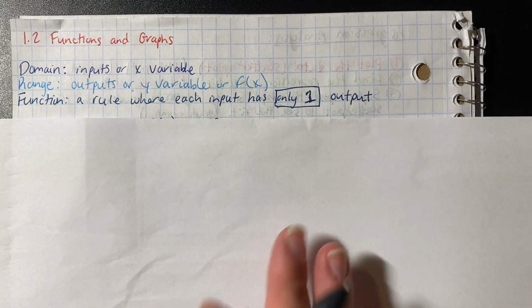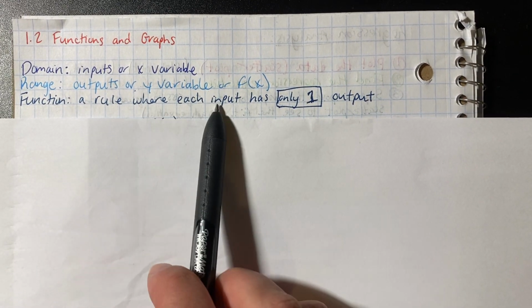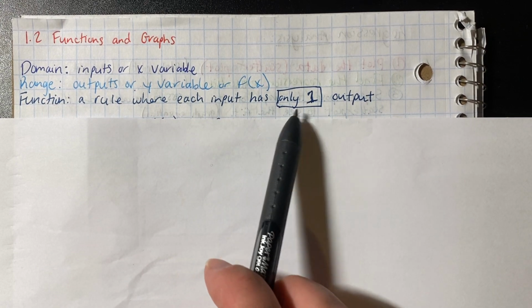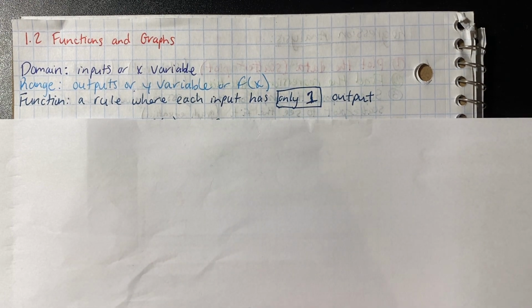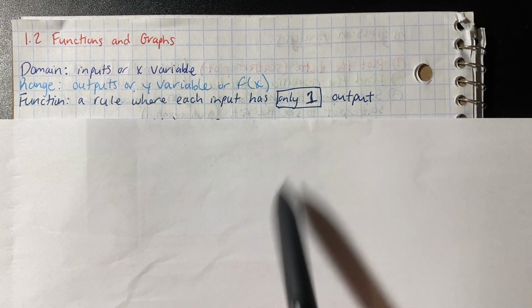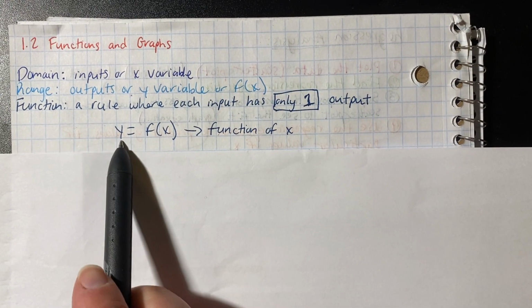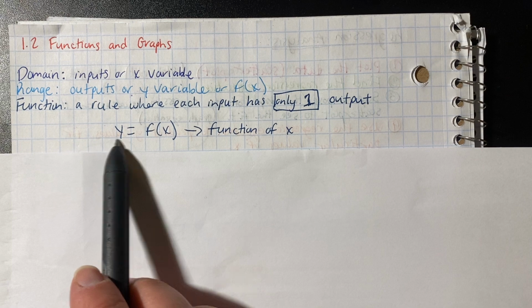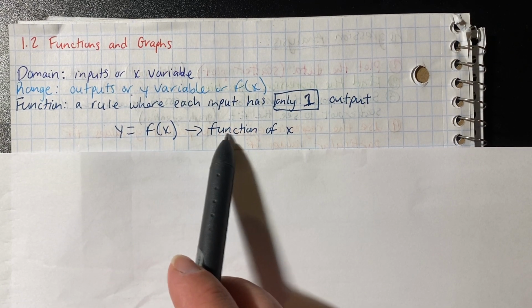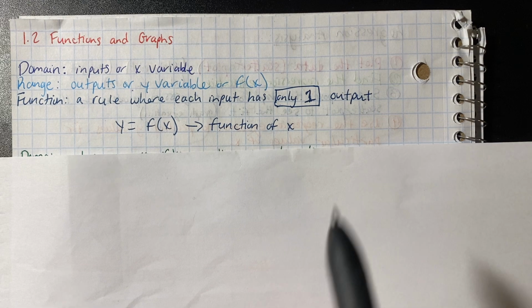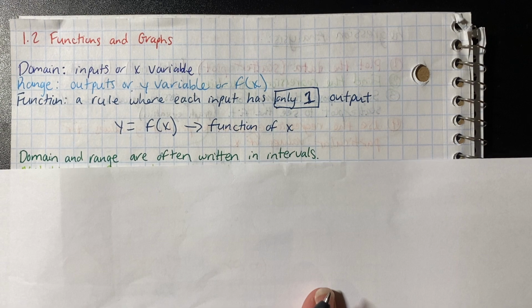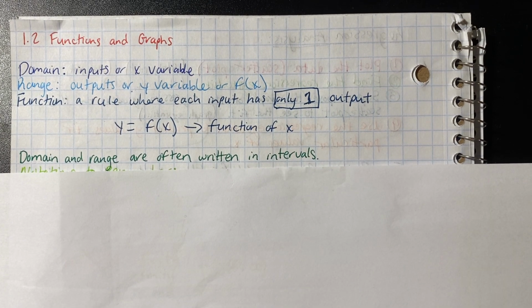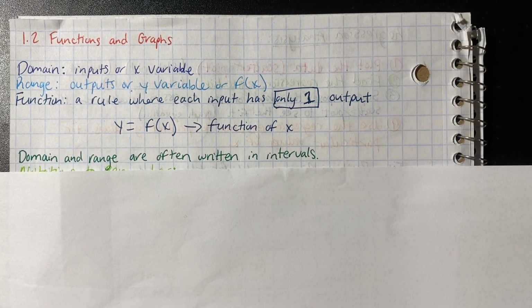Okay? A function is a rule where each input has only one output. Super important. For functions, input has to have one output. Okay? So our x matches exactly to one y. So y, or f of x, they're the same, is a function of x. Okay, so one y value to an x value. Domain and range are often written in intervals, and that's what we're gonna work on now.